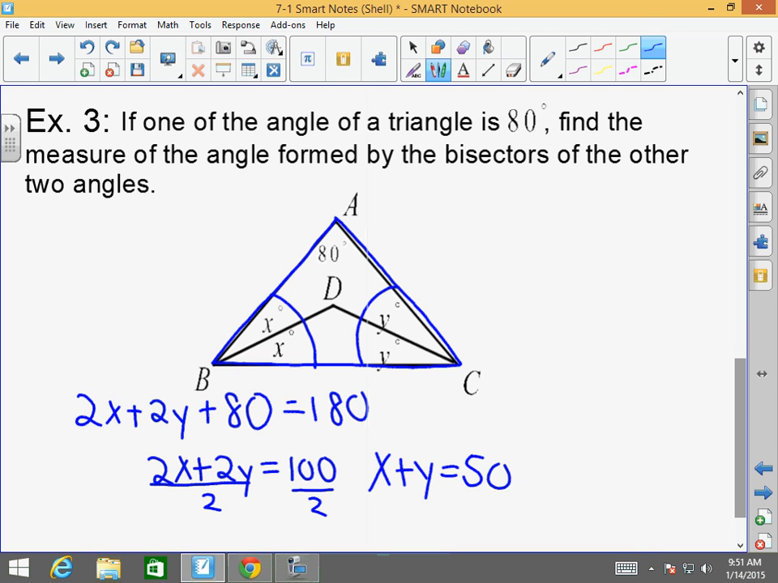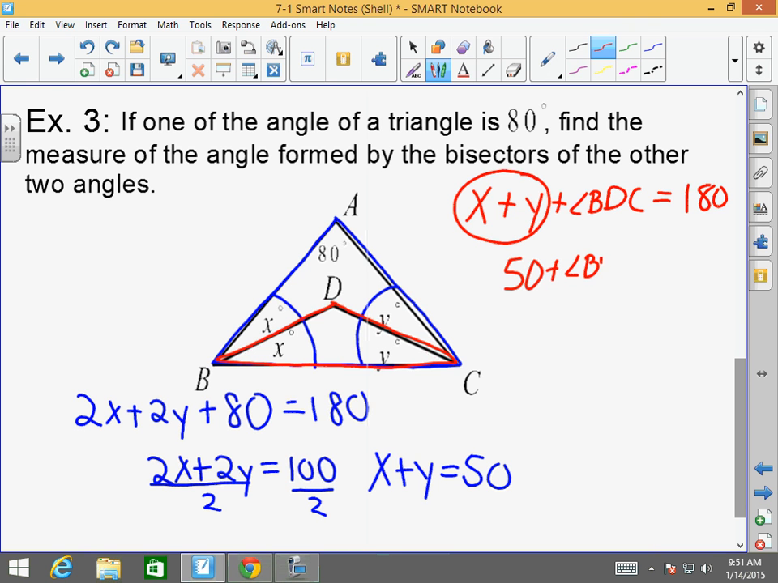You with me so far? Because this is where I'm going to throw you a curveball. So if x plus y equals 50, now let's look at triangle DBC. Isn't the sum of the interior angles of triangle DBC angle x plus angle y plus angle BDC? Doesn't that have to equal 180? But my brothers, what does x plus y equal? So 50 plus angle BDC equals 180. Subtract 50 from both sides. So angle BDC equals 130. You feel me here?